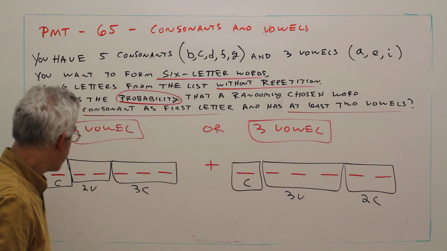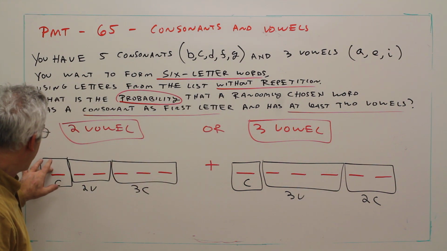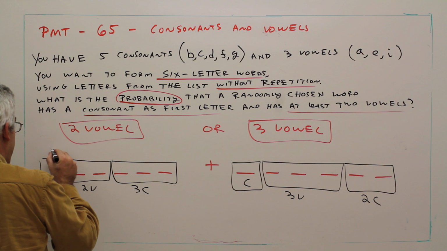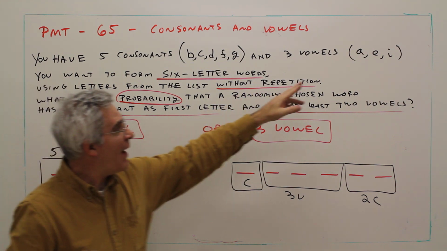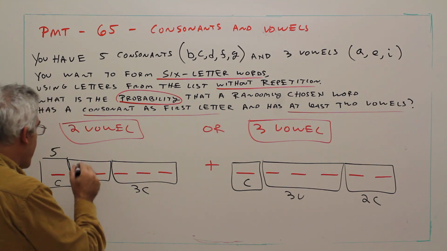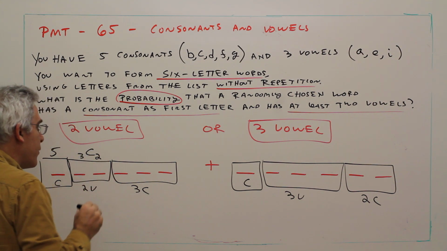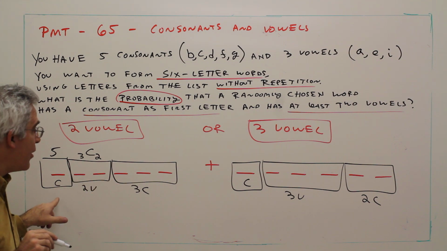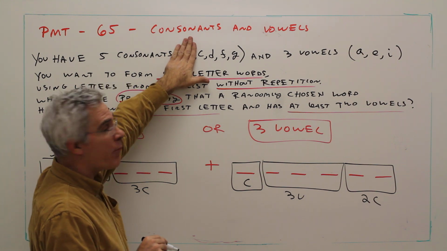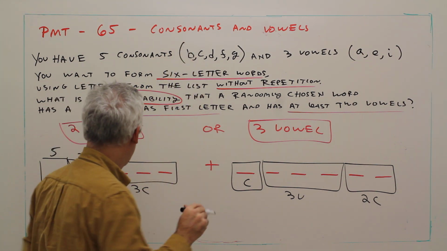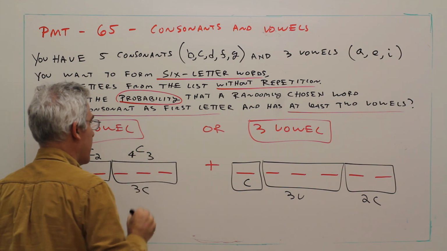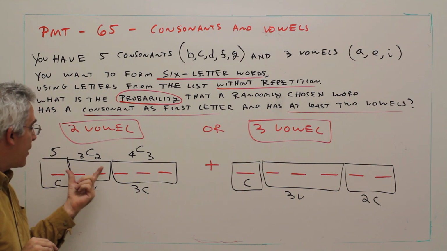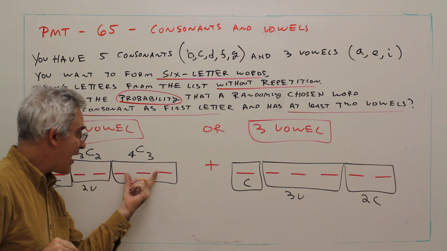Okay, so the number of ways of doing this, well, there's 5 consonants, so any of those 5 can go there. So I'll just put a 5 there. There's 3 vowels. Out of those 3 vowels, I want to choose 2 of them. So 3 choose 2. I want to have 3 consonants. I can't use the one I already used. So out of the 4 remaining, choose 3.